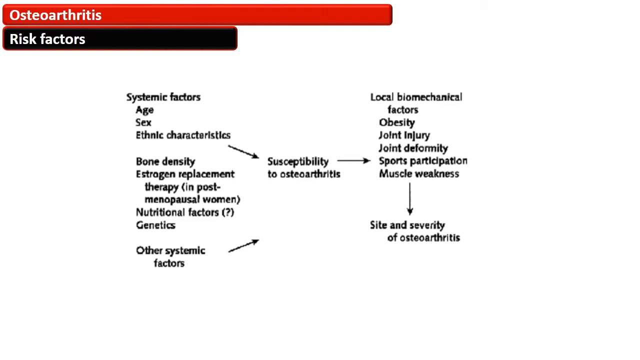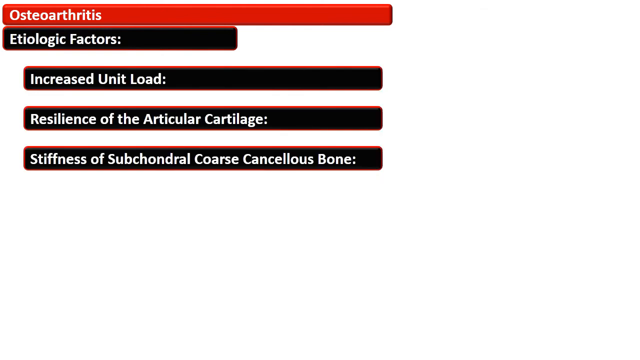Then bone density, estrogen replacement therapy for postmenopausal women, nutritional factors, genetic factors, all are attributed to the risk factors of this disease. Local biomechanical factors are obesity, joint injury, joint deformity, sports participation, muscle weakness, which decreases the support to the joint. All these are the major risk factors for this disease. So the etiological factors for osteoarthritis are increased unit load, resilience of the articular cartilage, and stiffness of the subchondral coarse cancellous bone. There are many reasons for this increased unit load.